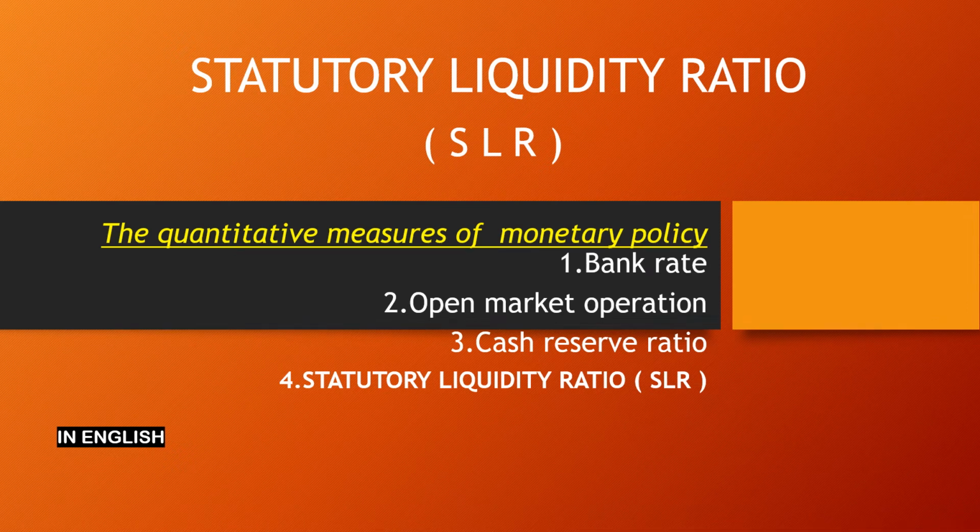The topic for today is the statutory liquidity ratio, which is also called the SLR. Now see, when we talk about the quantitative measures of monetary policy, we have these 4 points. The first is the bank rate, open market operation, cash reserve ratio, and the statutory liquidity ratio. Of the above, 3 topics have been discussed in separate articles. Today, we shall focus on the statutory liquidity ratio.